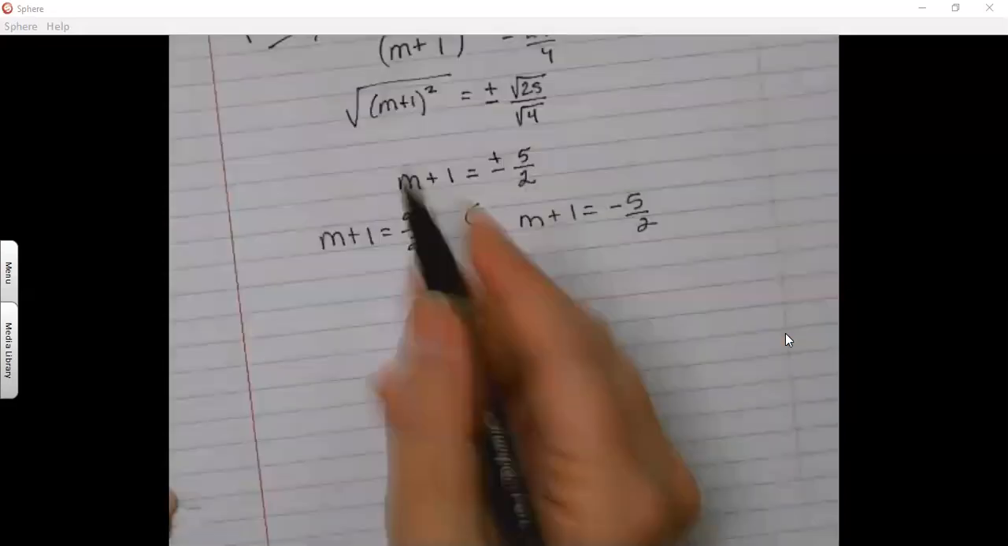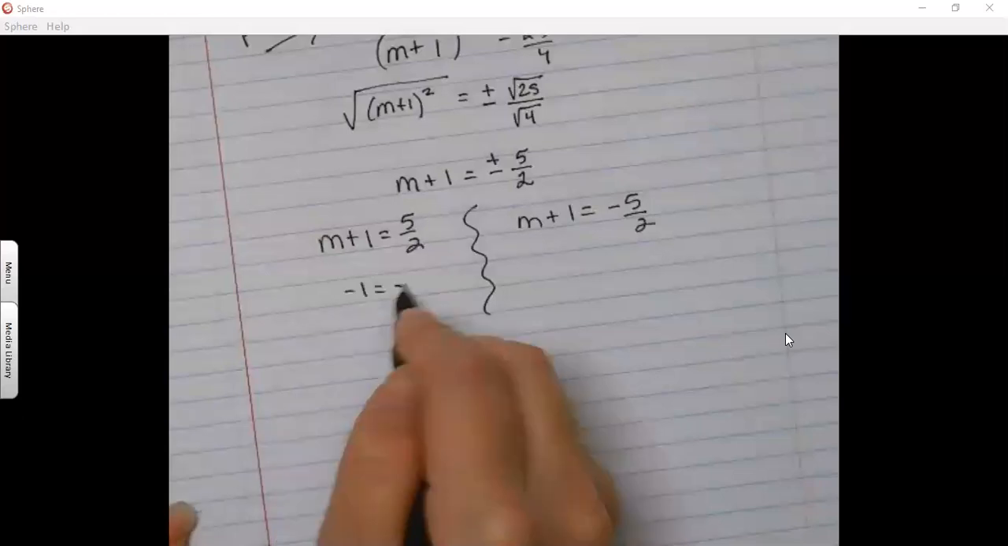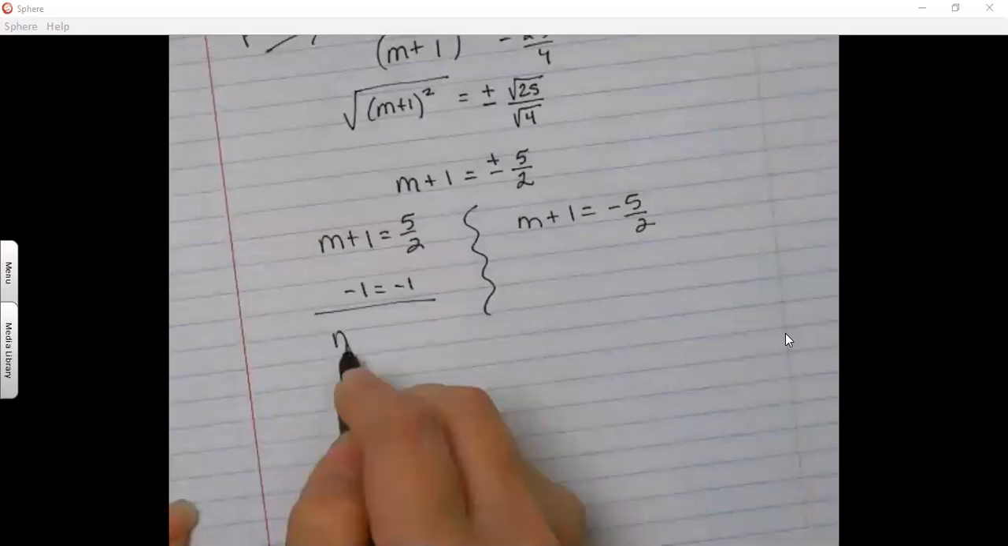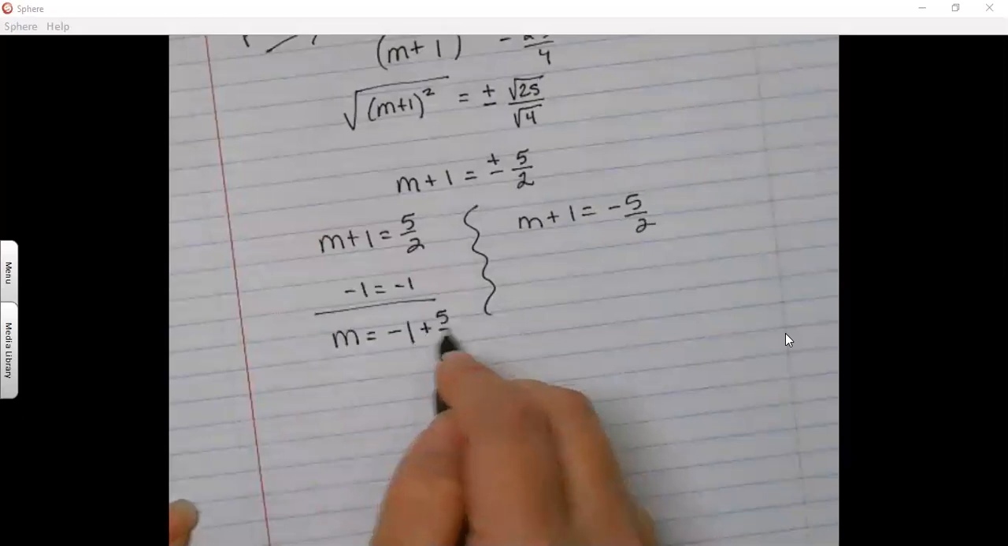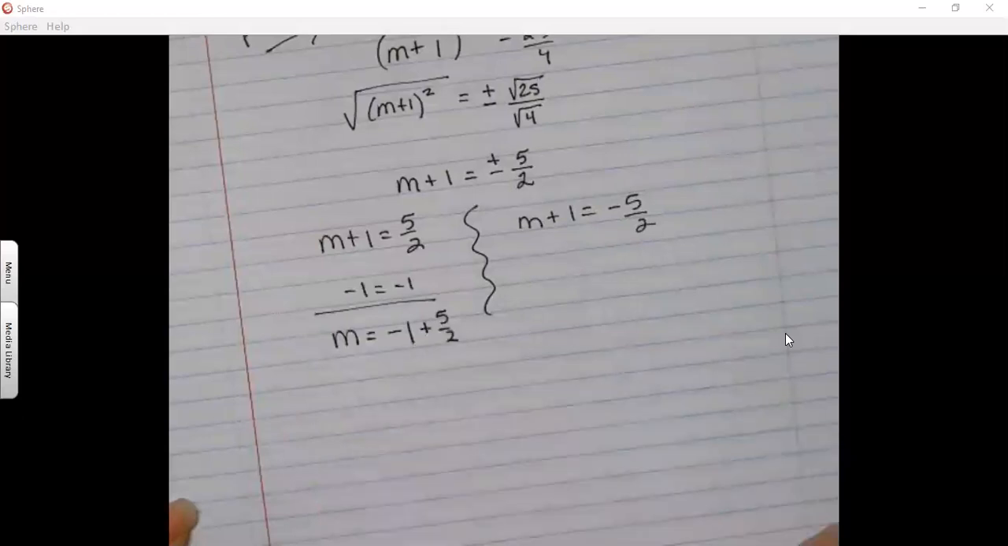Okay, so on the left equation, I'm going to subtract 1 from both sides. So m equals -1 plus 5/2. If you leave your answer like that, it will not be acceptable to me, or you're not going to see this on a multiple choice answer. We can simplify that. It's really easy to do.